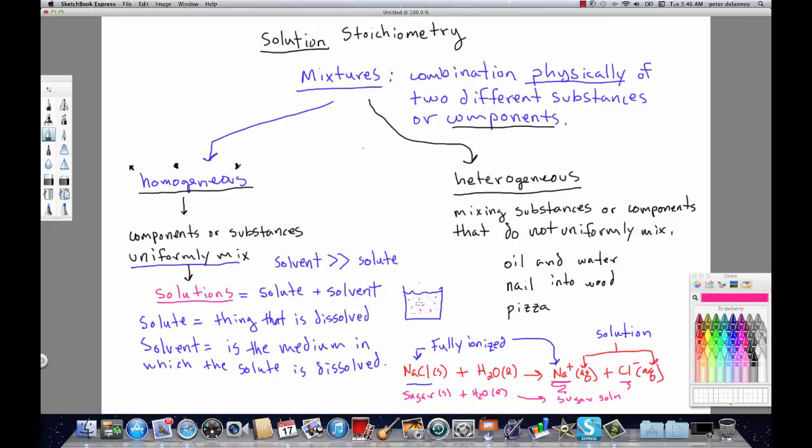Now, this uniform distribution, which I'm just going to abbreviate, is a concept that we call concentration. Concentration is going to be the amount of material dissolved per volume of the solution that we made. All right, now I'm going to go ahead and close here, and the next video will deal with this area of concentration.